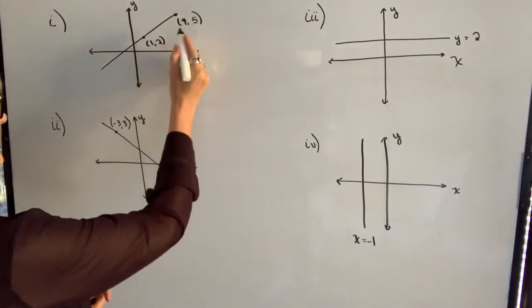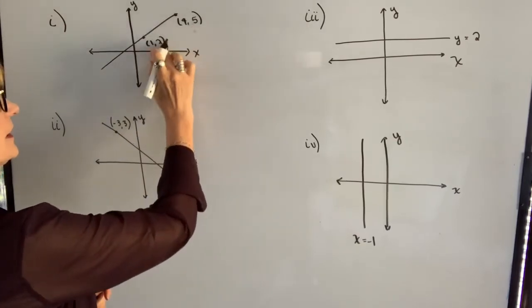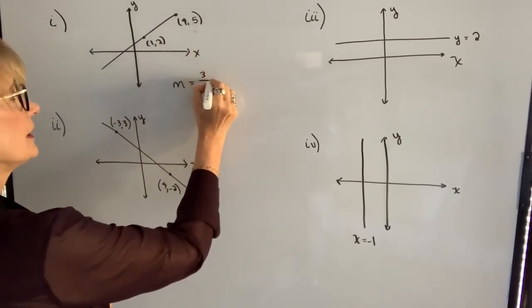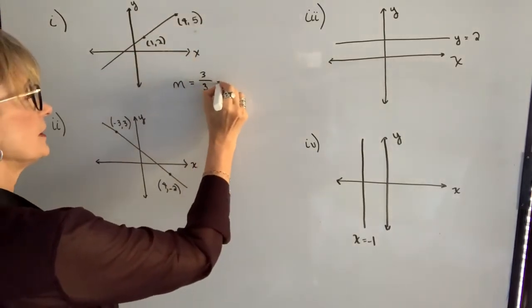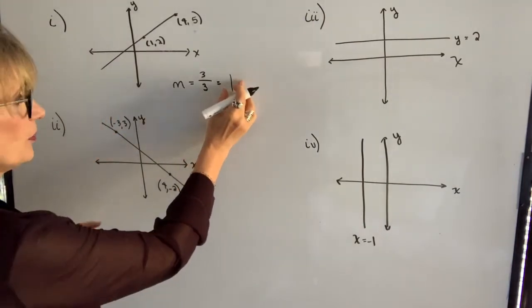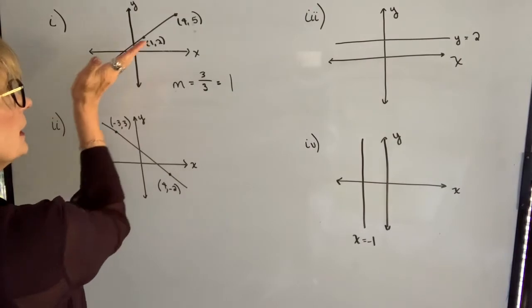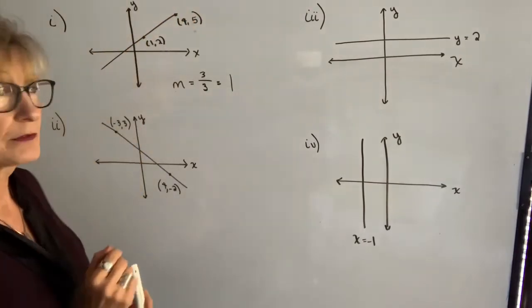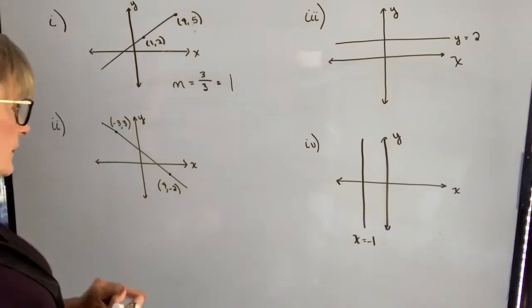We already did this example where we found the slope was the difference in the y values, which was 3, that's the rise, divided by the difference in the x values, which was 3. So we have a slope of 1. What I want you to understand is that it's a positive slope, and whenever you have a positive slope, your line will go up as you move left to right, or in other words, the y values will increase as you go left to right.